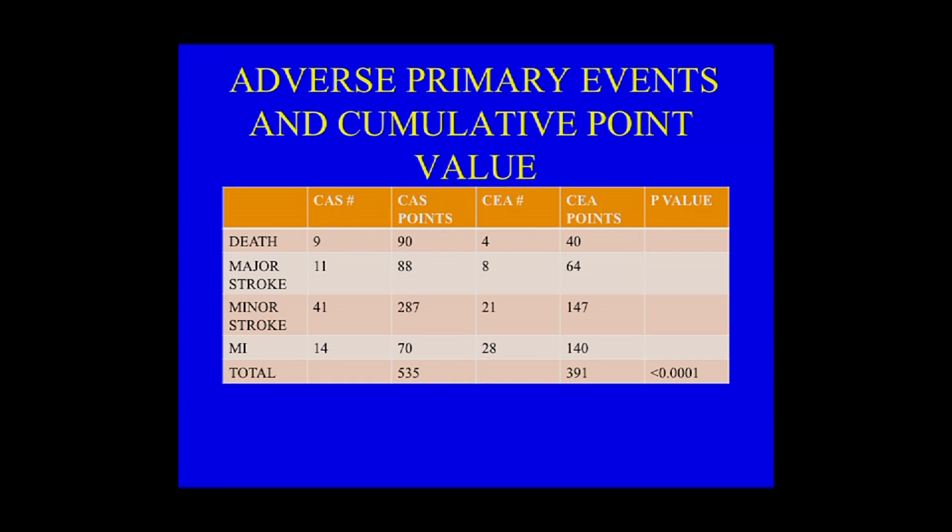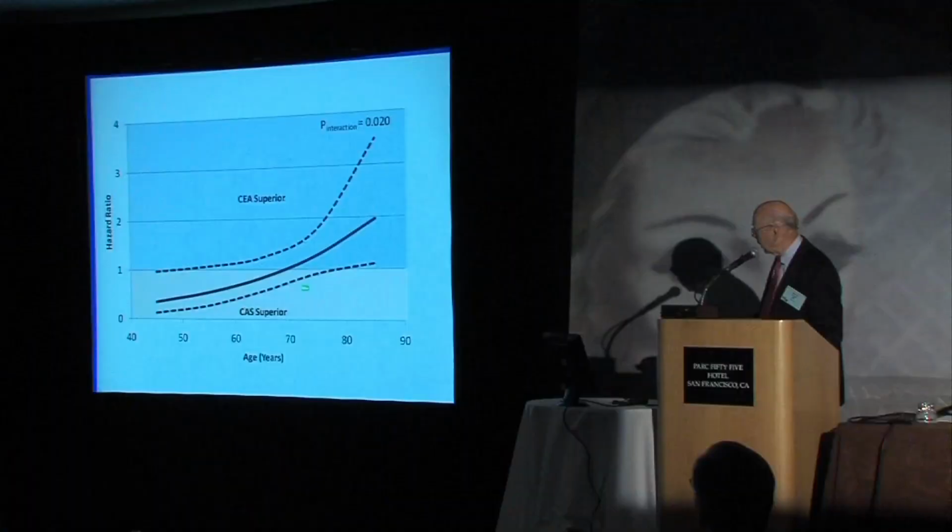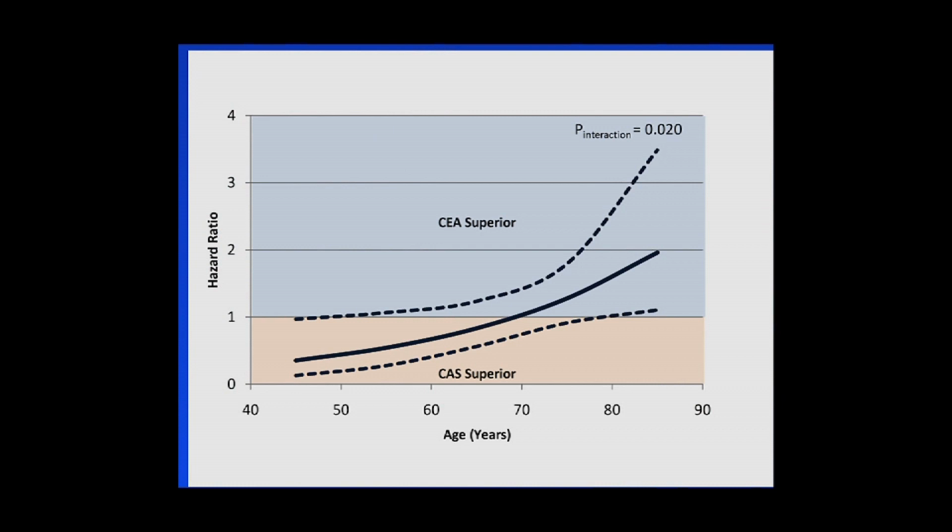We also learned some other things during the course of the CREST trial, and this has been replicated in other trials that have been published. Contrary to what you might think, older patients did better with carotid endarterectomy than they did with angioplasty and stenting. And the inflection point occurs at around age 70. So patients over the age of 70 fall into this blue zone where carotid endarterectomy is adjudicated to be superior. On the other hand, younger patients fall into the pink zone where carotid angioplasty and stenting appear to be superior.